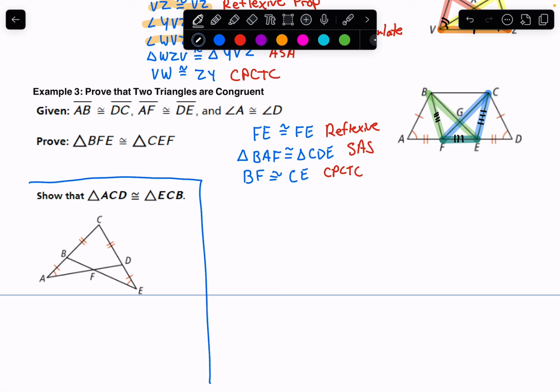Right, so now I've got 2 sides of the green triangle congruent to 2 sides of the blue triangle. And I gotta keep going, I gotta keep thinking about what I can do here. And there's a few ways I can go about this. You might see some stuff already.